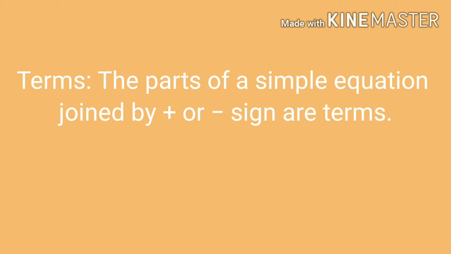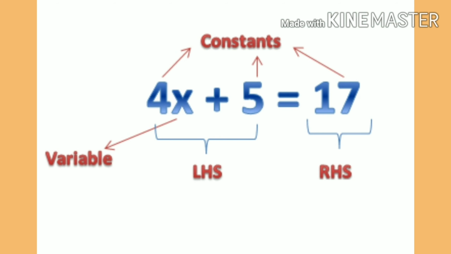Terms: the parts of a simple equation joined by plus and minus signs are terms. In this, terms are joined by plus or minus. Okay, such as 4x plus 5 on the left hand side and 17 on the RHS. 5 and 17 are constants and the variable is only x.